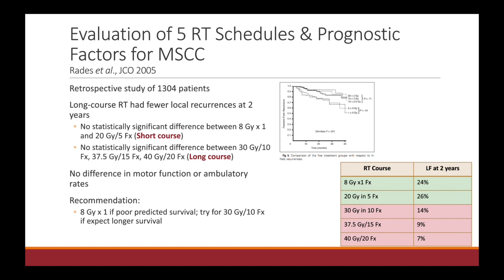And so the recommendation from this study is really to tailor your radiation course based on the patient. If the patient looks well and you expect them to live for a long time, try to give them 30 gray in 10 fractions to get more durable control. However, if they have a poor functional status and we don't expect them to live very long, 8 gray in 1 fraction or even 20 gray in 5 fractions will still provide equivalent symptom control.